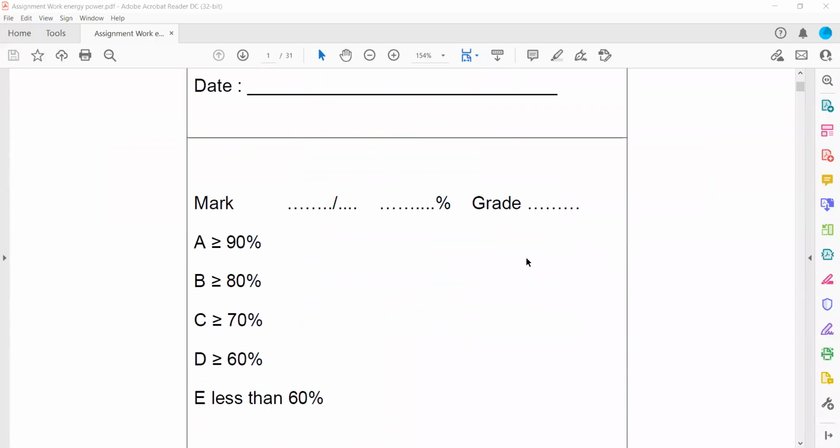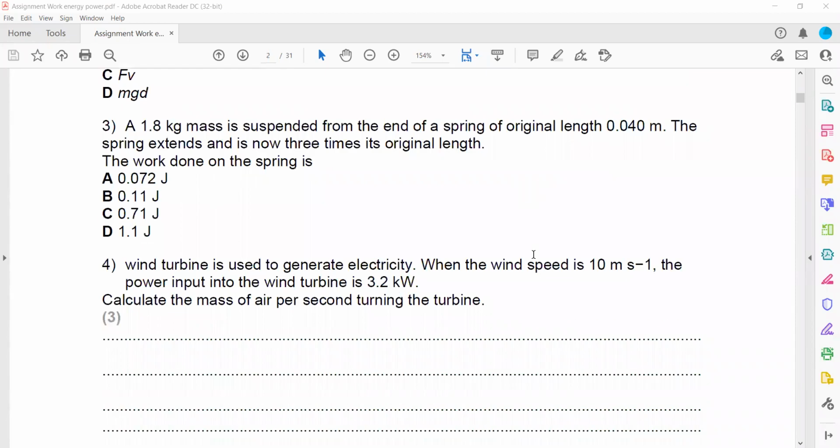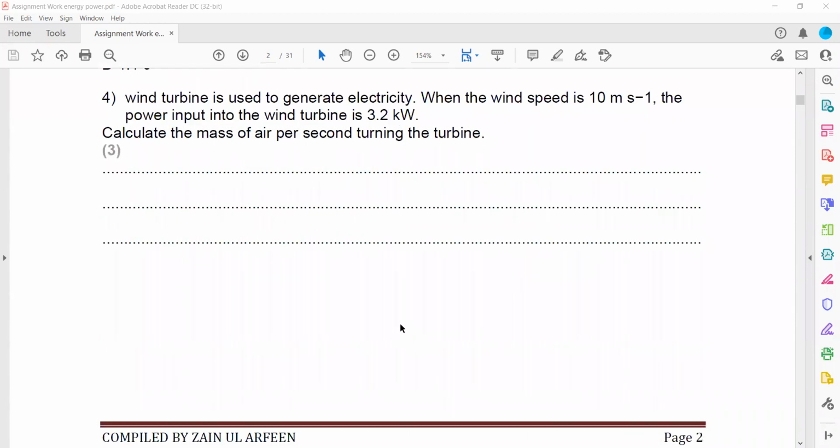So this is assignment related to the work energy power. We were discussing the questions related to the topic of work, energy and power. So in question 4, there's a wind turbine and it's used to generate electricity. So we have a wind turbine, we have to identify the useful energy.